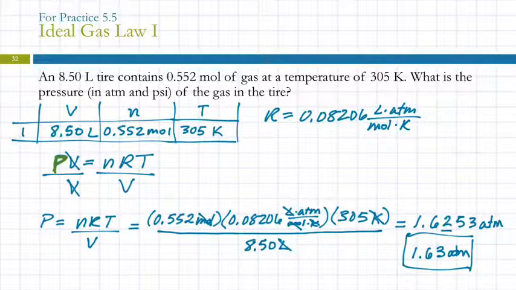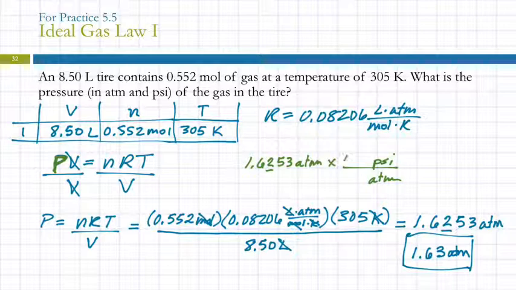So this also asks for the pressure in PSI. So then we need to do a conversion here. To do my conversion, I'm going to use the unrounded value that I had, 1.6253 atmospheres. To convert to PSI, I can do this in one step. I go to the table and it says 14.7 PSI is equal to 1 atmosphere. I have that memorized. I don't expect you to remember that.